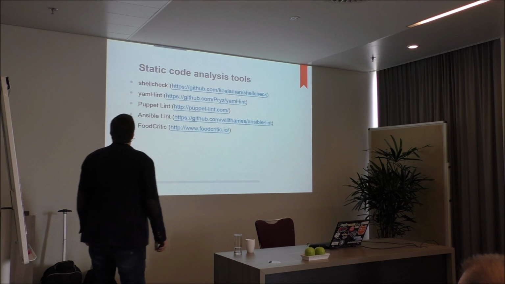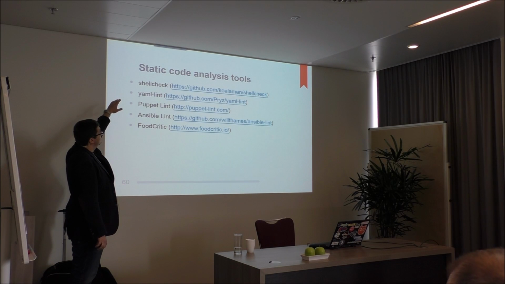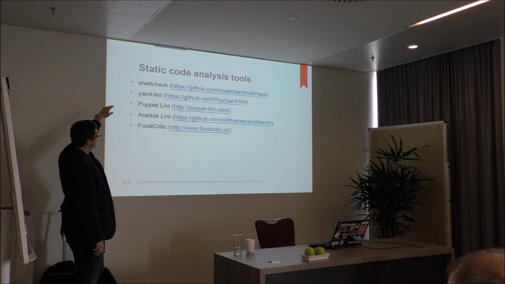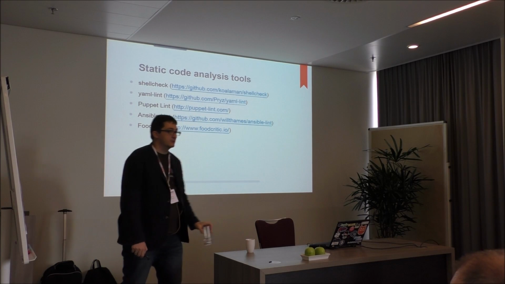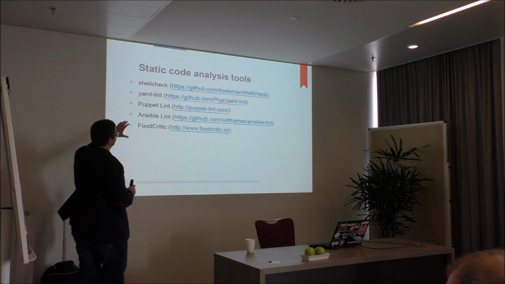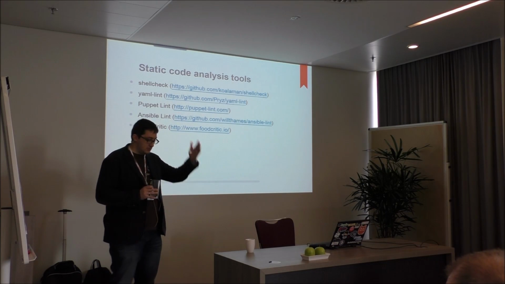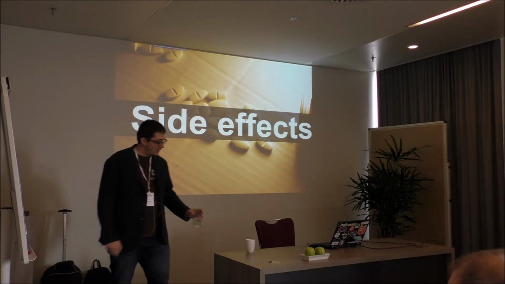And again, there are many tools for that. For shell, there's ShellCheck, a tool for checking the style of shell scripts. For YAML, if we're talking about Ansible in general, YAML files, Puppet lint, Ansible lint, Foodcritic for Chef, and probably there are many more that help you out with that. So it's not that hard to put these tools into your infrastructure as code pipeline and check the code on every commit, and then send a report to someone who broke that.